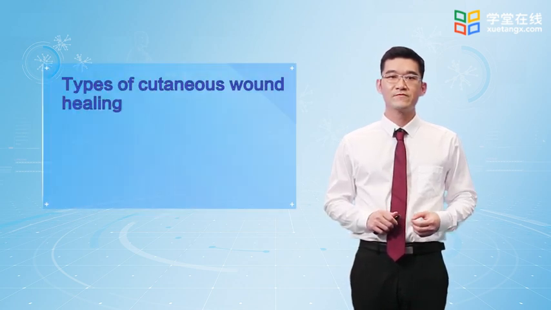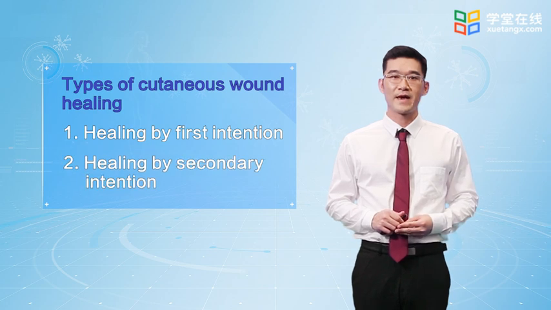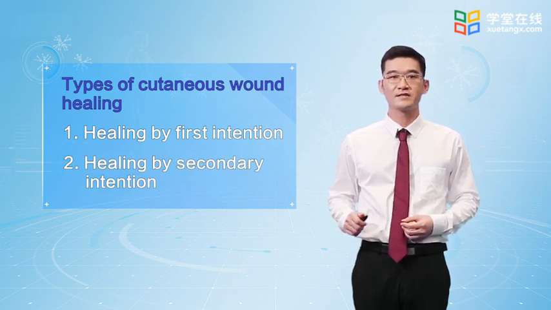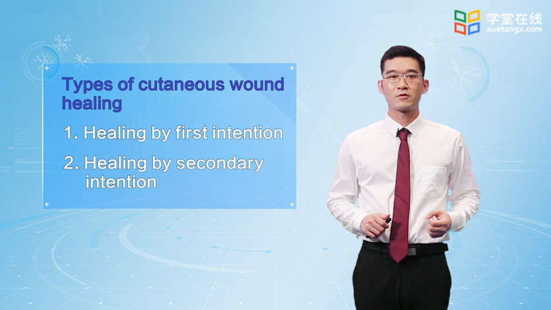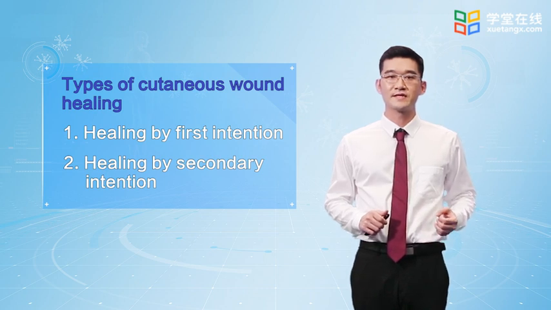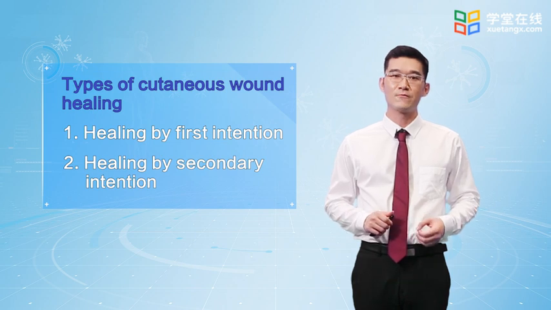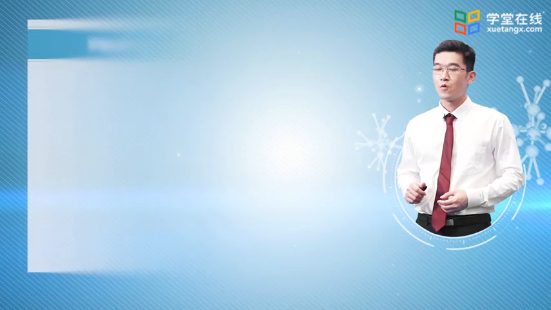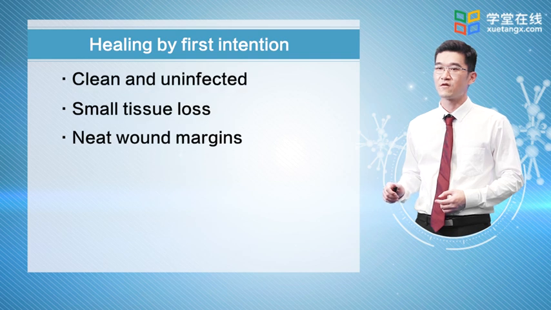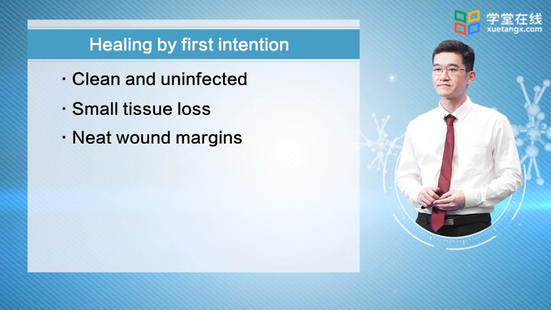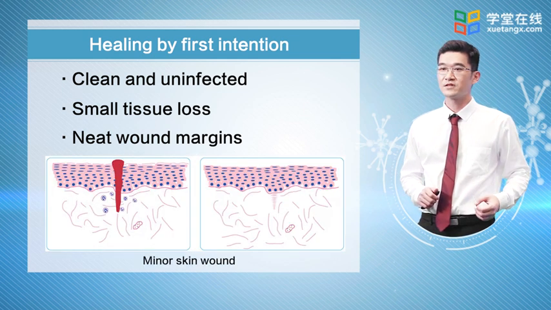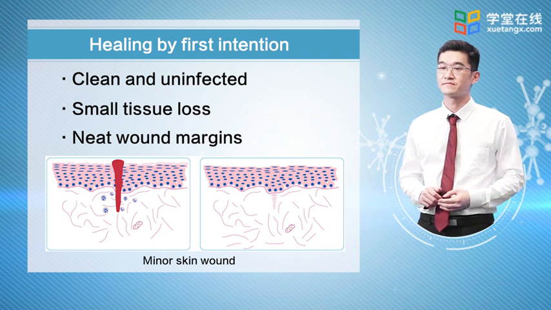Depending on the nature and size, skin wounds are classically described as healing by first and second intention. These processes are analogous to tissue repair with nearly complete restoration of normal function and repair with loss of function. One of the simplest examples of wound repair is the healing of a clean, uninfected surgical incision approximated by sutures. This is referred to as healing by first intention.